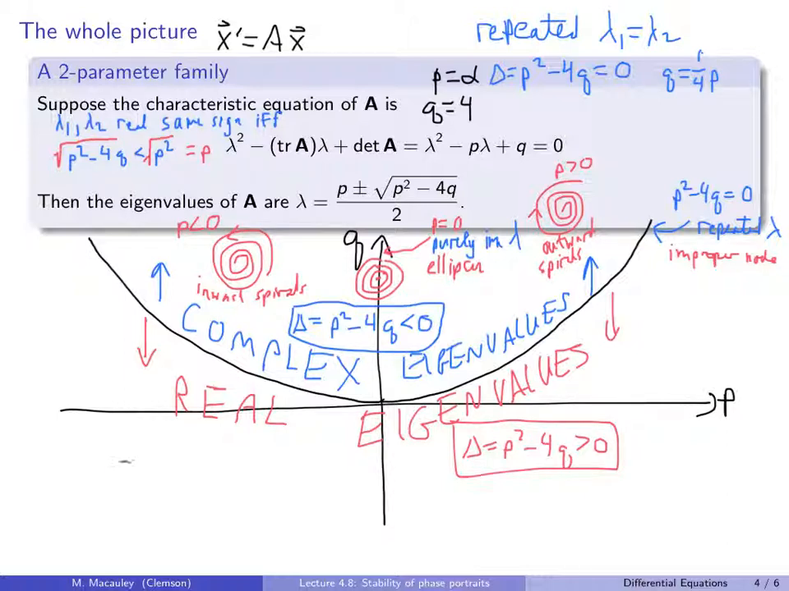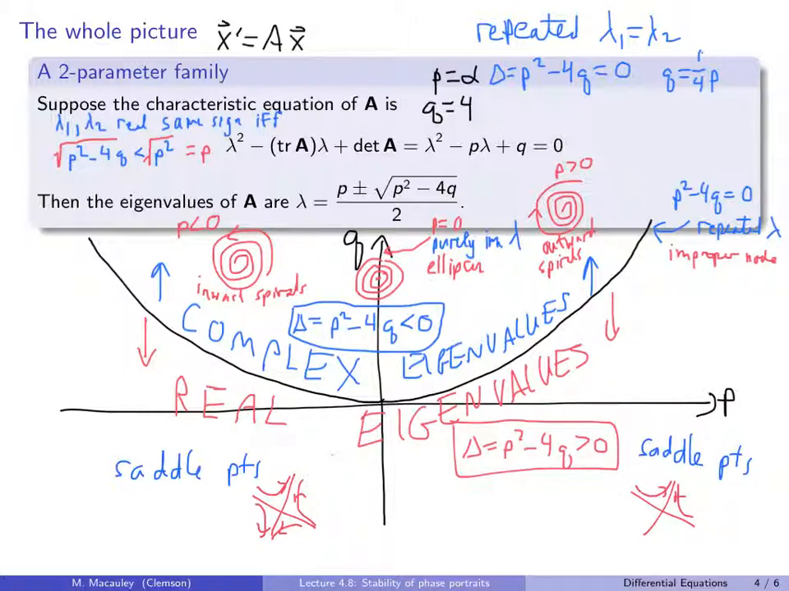Saddle points. So let me sketch this. This is going to be something like this. And it's also going to be the case on the right-hand side too. So over here, this is going to be saddle points as well. So everything below the p-axis corresponds to a saddle point.